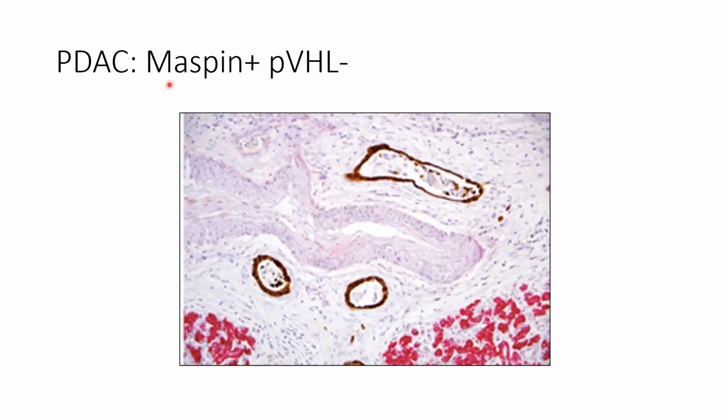Other IHC markers we have are MASPIN and PVHL. So this slide shows dual staining. One is brown stain and another is pink or reddish stain. So these are the malignant glands which are positively stained with MASPIN, and these are the normal pancreatic acinar cells. They are stained positive for PVHL. The malignant glands are negatively stained with PVHL, and the normal pancreatic cells are positively stained with PVHL, but the malignant glands are positively stained with MASPIN.